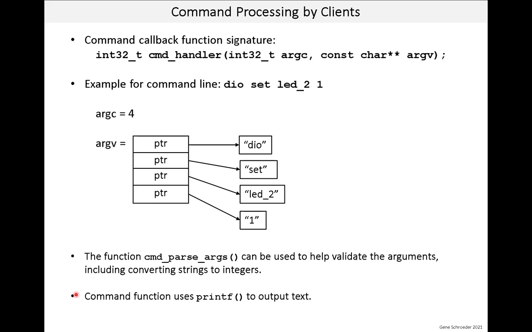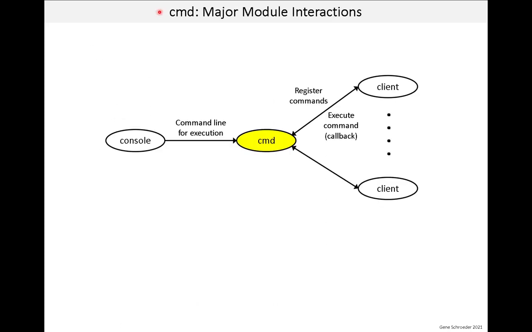Generally, the command handler prints any data to the user, including error messages, using printf. Here we see the major interaction between the command modules and others. There's not too much here. First of all, when the console receives a command, it passes it to the command module to be executed. And then there are a list of clients, which could be modules, and during startup, they register commands with the command module. They might also register information about their log level and performance measurements. And then during running, when the command module receives a command, it finds the client that owns it and executes the callback.